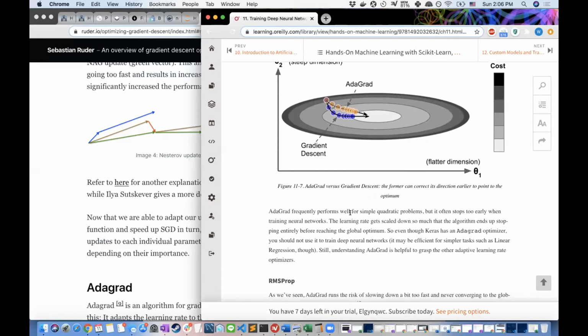AdaGrad frequently performs well for simple quadratic problems, but it often stops too early when training neural networks. The learning rate gets scaled down so much that the algorithm ends up stopping entirely before reaching the global optimum. So even though Keras has an AdaGrad optimizer, you should not use it to train deep neural networks. It may be efficient for simpler tasks such as linear regression though. Still, understanding AdaGrad is helpful to grasp the other adaptive learning rate optimizers.